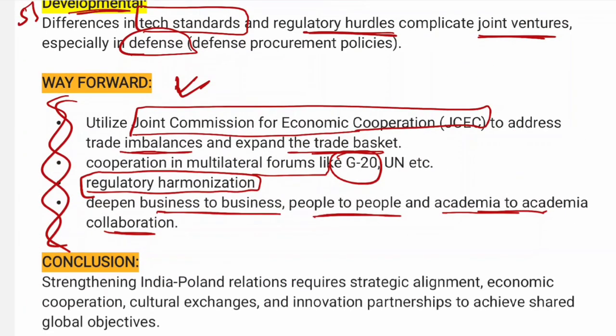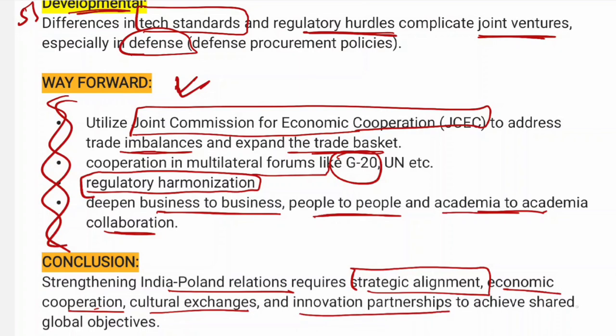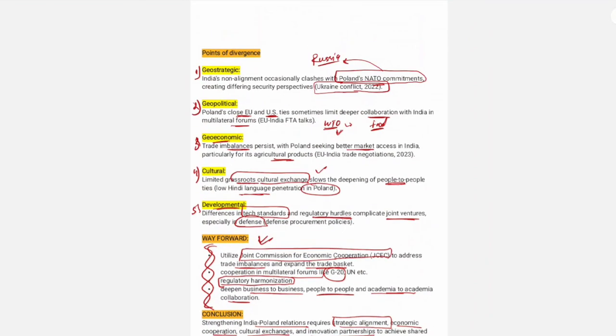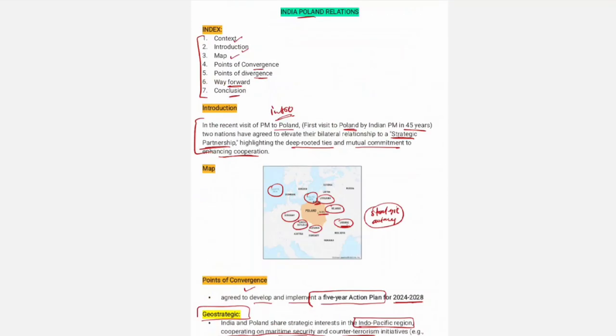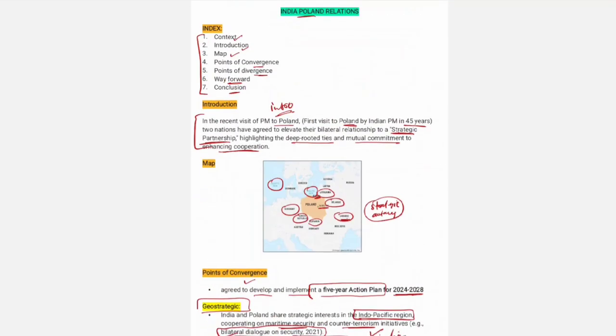In the conclusion, you can say that strengthening India-Poland relations requires strategic alignment, economic cooperation, cultural exchanges, and innovation partnerships to achieve shared global objectives. So this was the topic which was in the news and can be a potential question in the coming Mains examination in GS2 of International Relations.